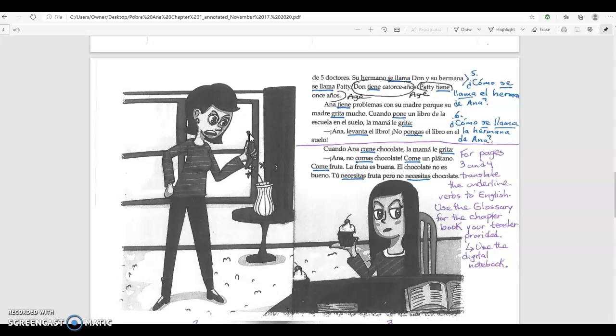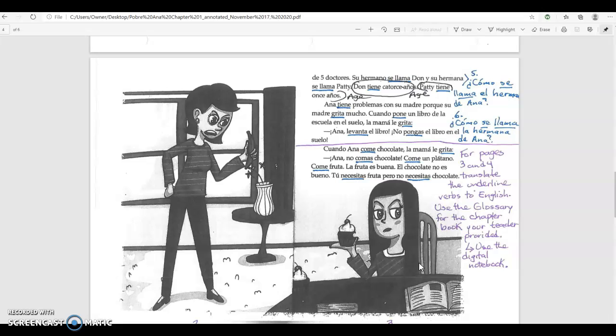Then I change things up, and rather than ask you any more questions, I'm going to have you do something in pages 3 and 4, as I'm explaining on the side margin in purple, where you are going to translate the underlined verbs, which are the actions of a sentence, using your glossary of chapter 1, which I'm providing for you in Google Classroom. And these words you're going to write in your digital notebook and just give the English translation. Now, only pages 3 and 4, you're going to do that task.